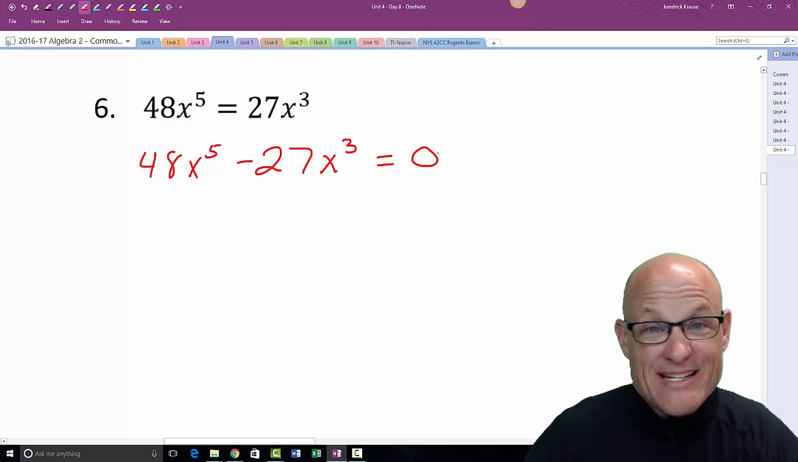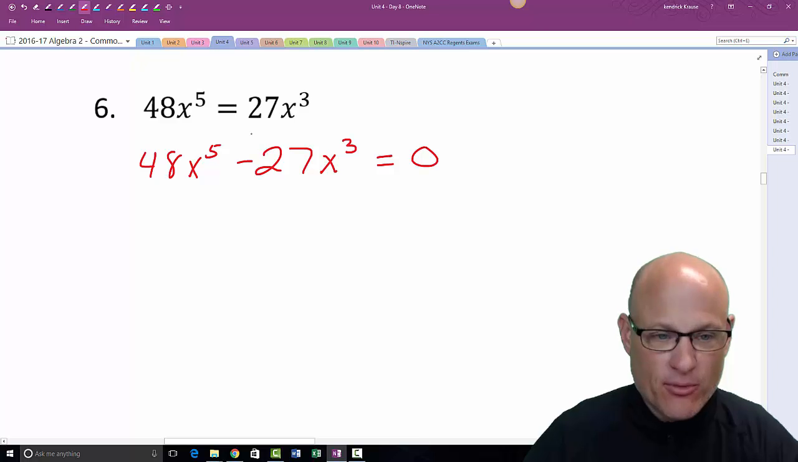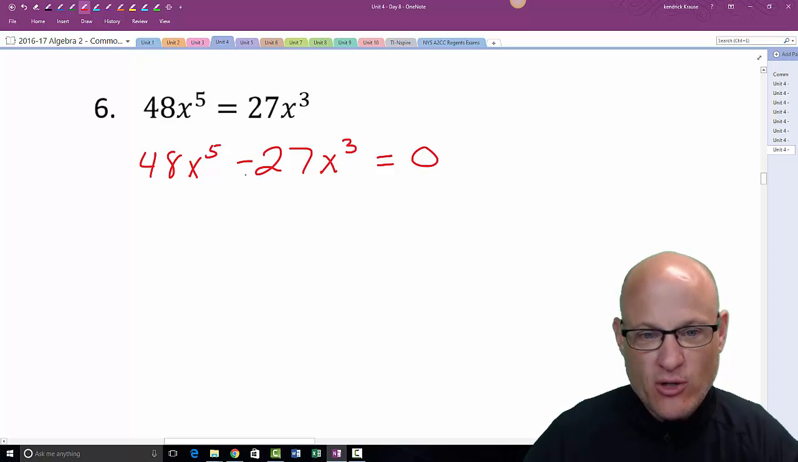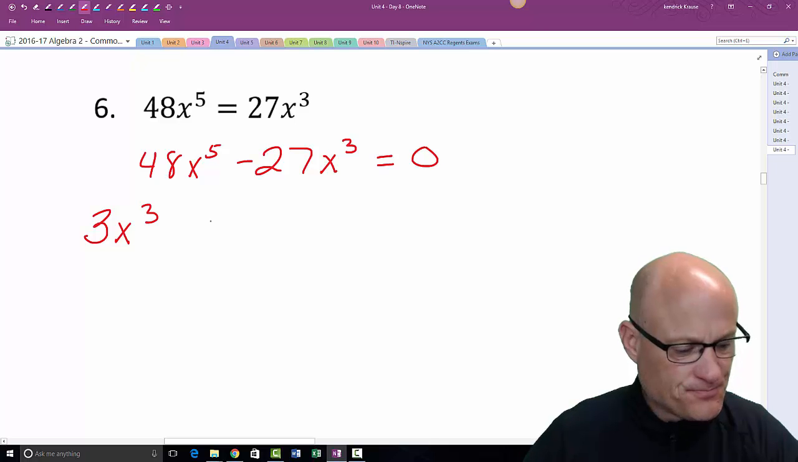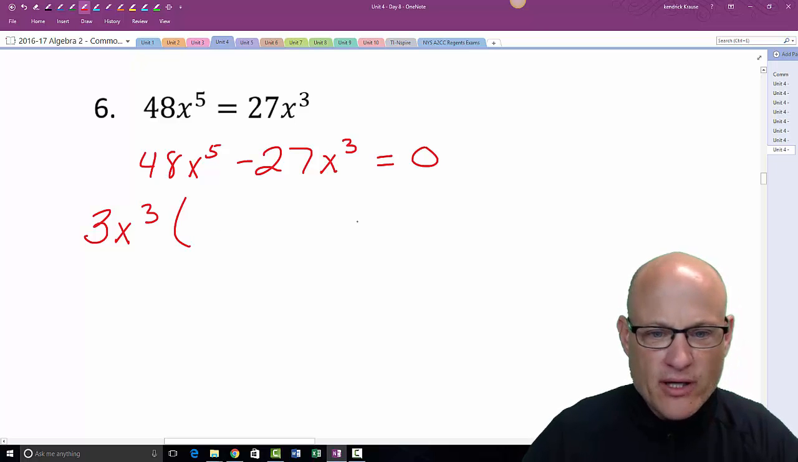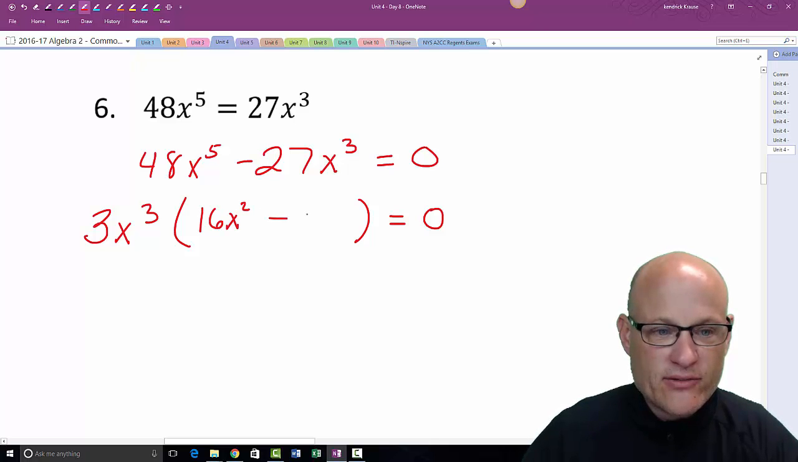The divisibility rule for 3 says if you add up the digits and that's divisible by 3, the number is divisible by 3. 4 and 8 is 12. 3 goes into 12, and clearly 3 goes into 27. So I'm going to take out a 3x cubed, and I'm left with 16x squared minus 9.